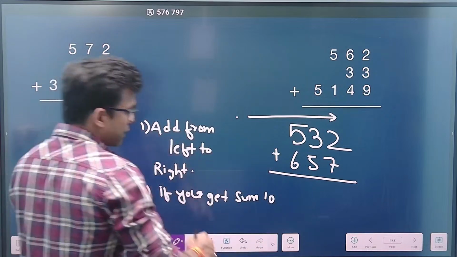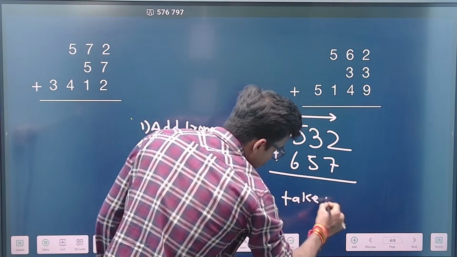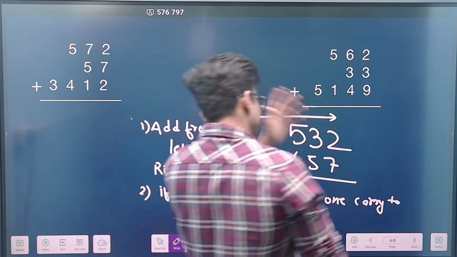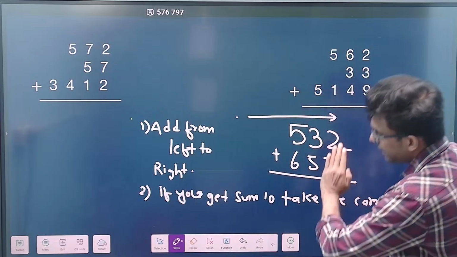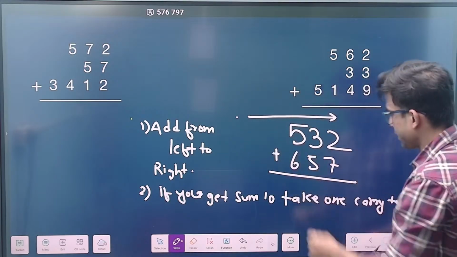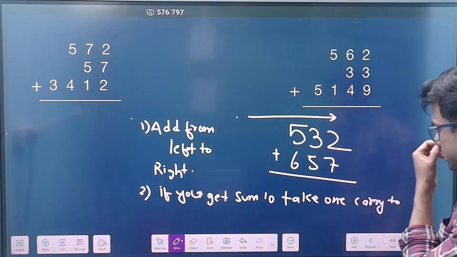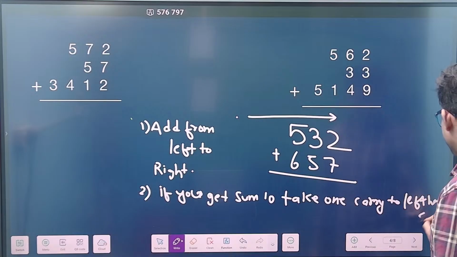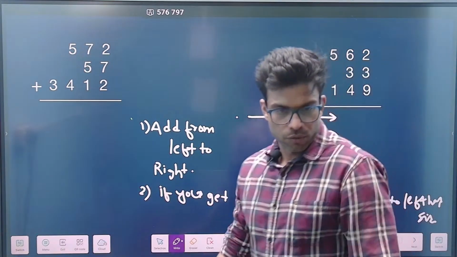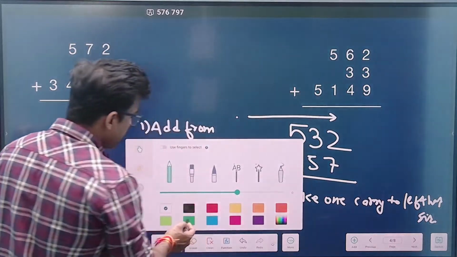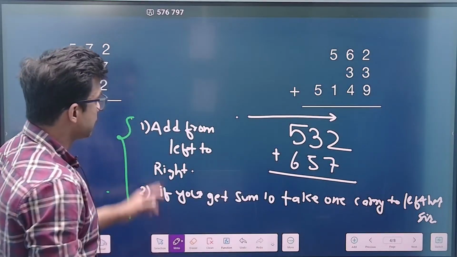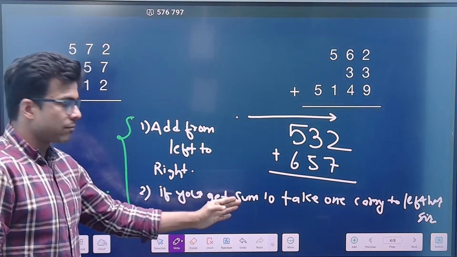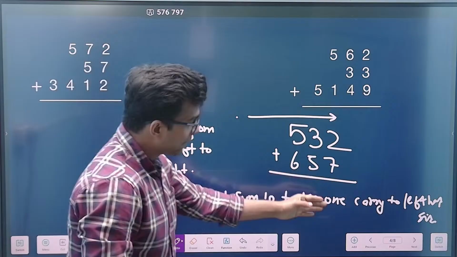Take one carry to the left hand side of the number. If you are getting a 10 here, add one towards this side as a carry. These are the only two rules which you need to follow. What are the rules? First, add from left to right. Second, if you get a sum of 10, then take one carry to the left hand side.